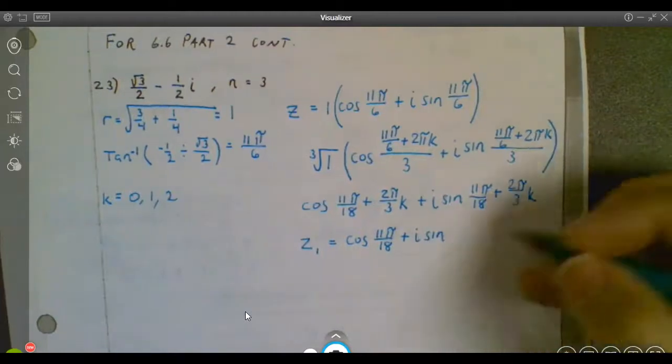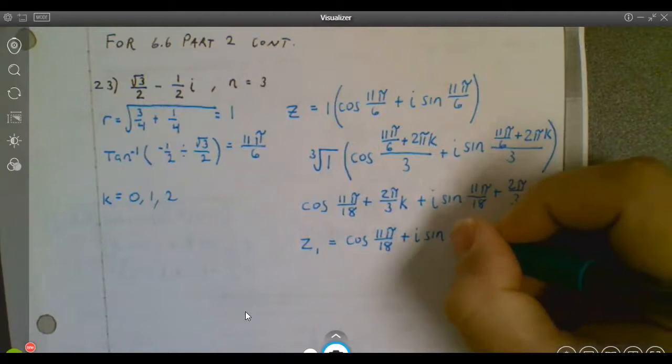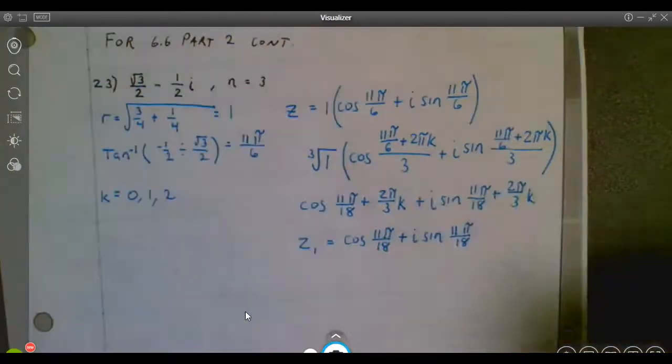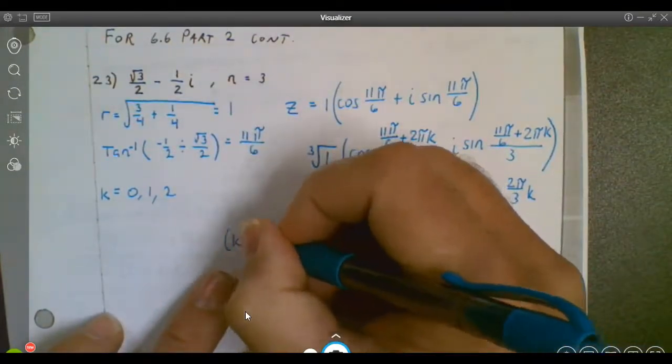Same thing is going to happen over here. And so there's our first root, and that was when we plugged in a 0. In fact, I'll just write this here so we remember where it all came from.